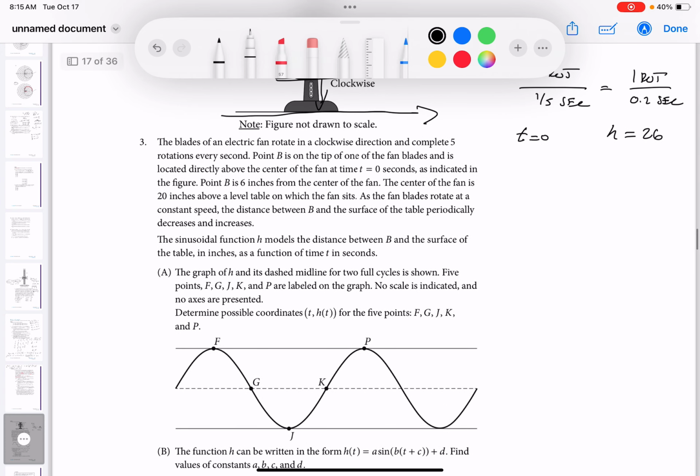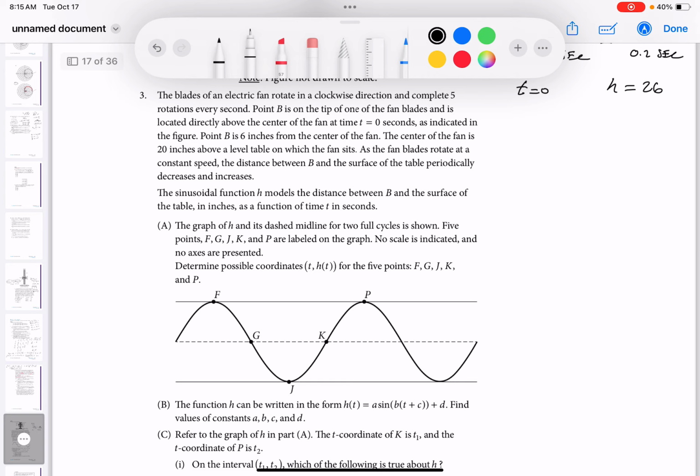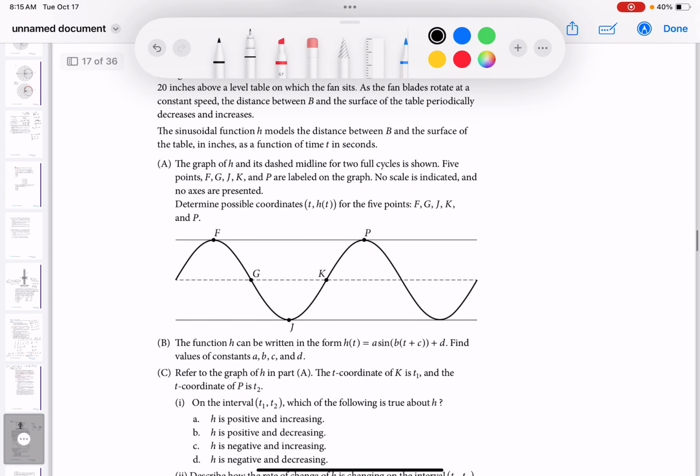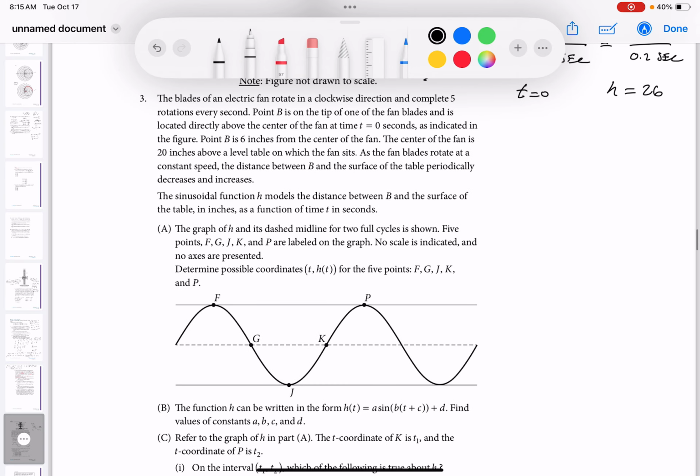So let me just kind of go through. I kind of understand what I just read, but it already says the graph of H is indicated over here, and it says 5 points, F, G, J, K, and P are labeled in the graph. No scale is indicated, and no axis is presented. And that's true, I don't see it. Determine the possible coordinates of H of T. Well, you know what, I got one of them down. Right, what's this one over here?